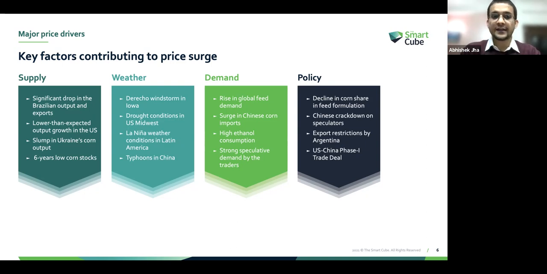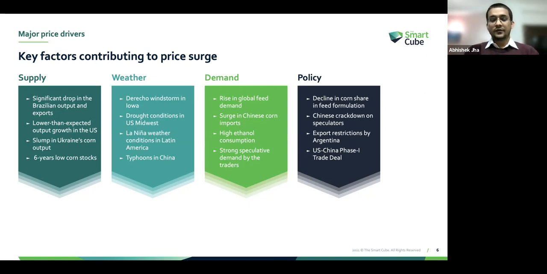It was also added by developments in other major corn producing countries, and that is Ukraine. And Ukraine also saw about a 16% year-on-year decline in its output. So all in all, these developments on the supply side created a crunch in the global corn market, and the stock levels were depleting and remained at a 6-year low.